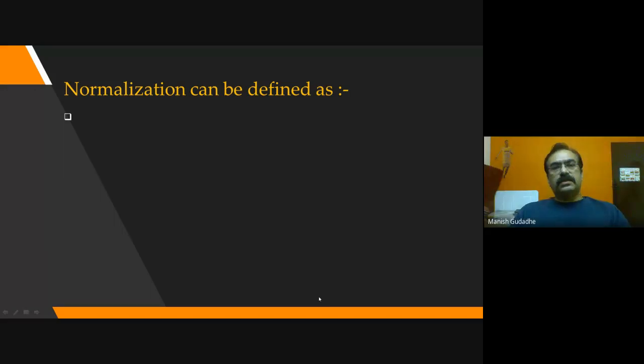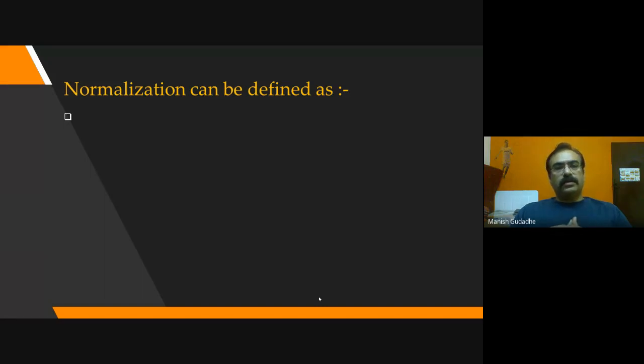Functional dependencies, closure set, attribute closure, how those attribute closures are helping us to identify the super keys and candidate keys. All these discussions we have had, and also had an introductory discussion towards normalization. What is the need of normalization? That was our point of discussion in the past lecture.